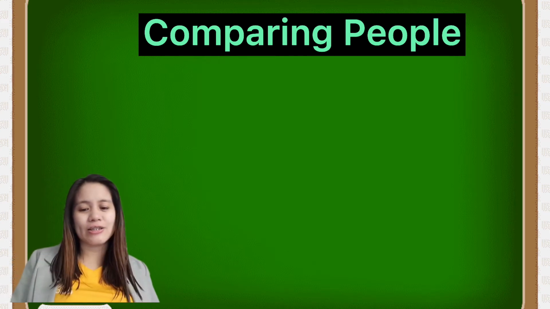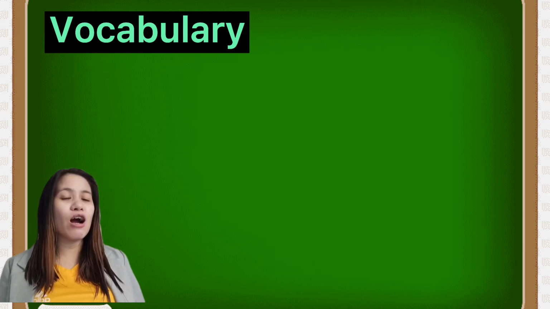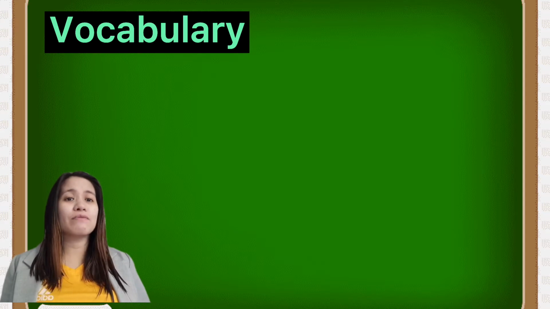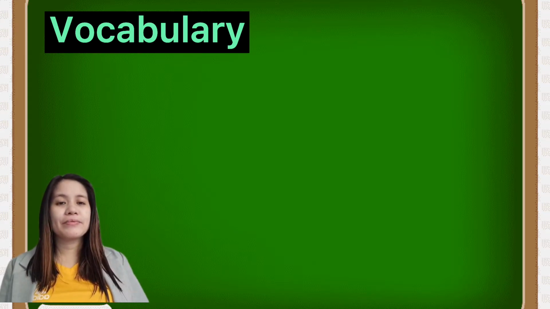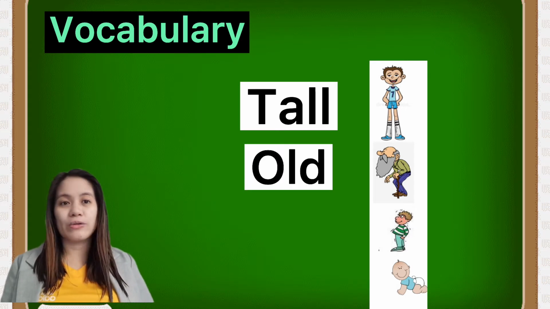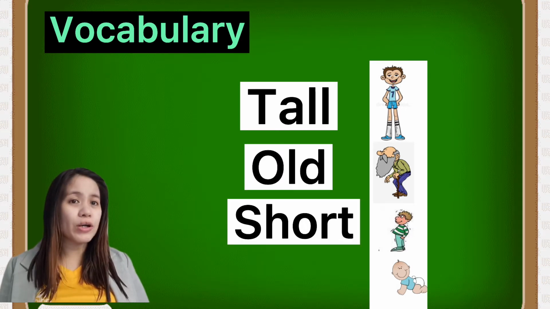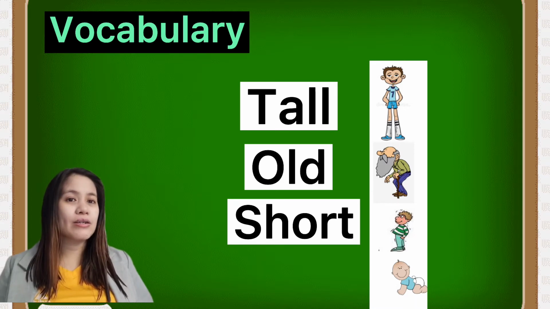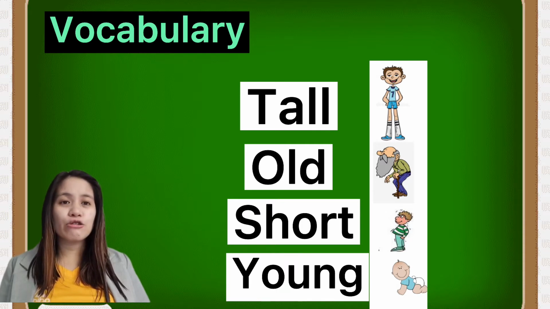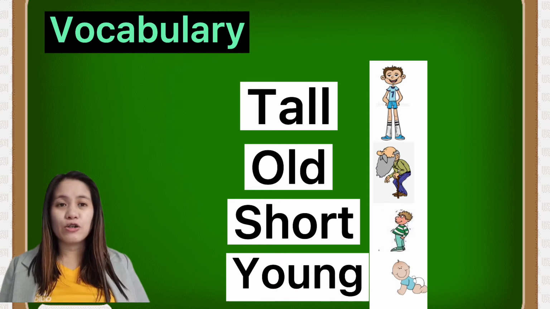Okay, let's start. To start with, let's have first the set of vocabulary. So we have this vocabulary. Tall, old, short, young. Again, tall, old, short, young.